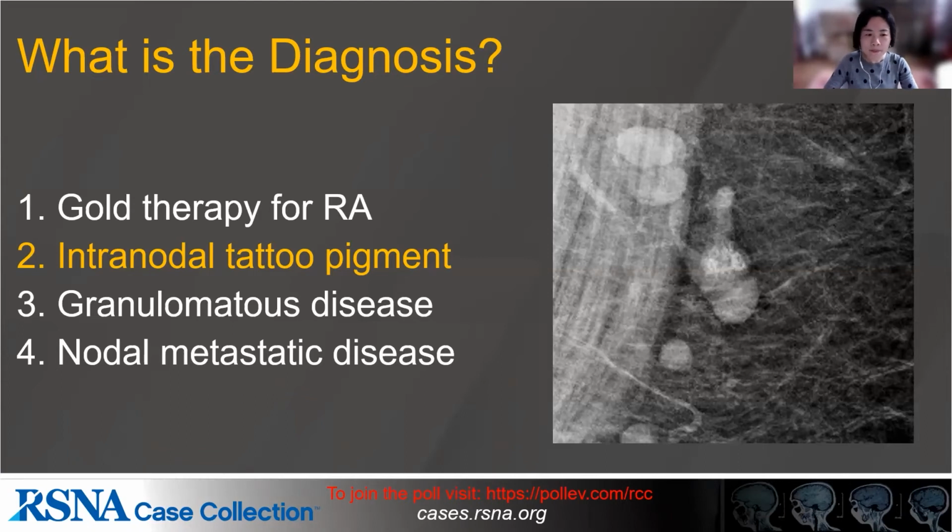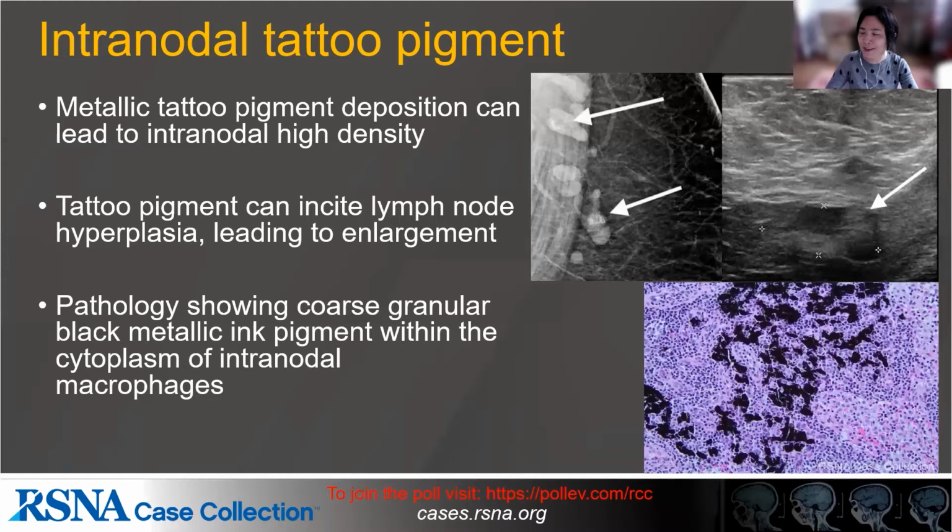So a word about intranodal tattoo pigment. This is actually a rare case of biopsy-proven intranodal tattoo pigment retention in an axillary lymph node. Of course, in clinical workup, you're going to look at the patient, do a physical exam, and have clinical history to help you confirm that. And in this case, we can beautifully see the ink retention within the node on X-ray as well as on ultrasound as echogenic foci within the nodal cortex. And of course, this being a foreign body incites reactive hyperplasia of the lymph node. And the pathology slide in this case beautifully shows the coarse granular black metallic ink within the cytoplasm of intranodal macrophages, which we can visualize on different imaging modalities.